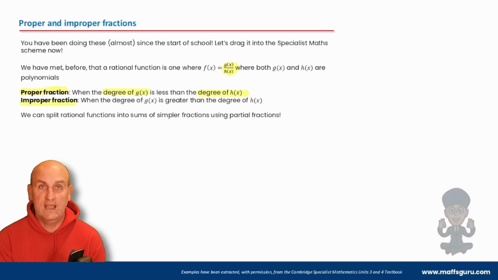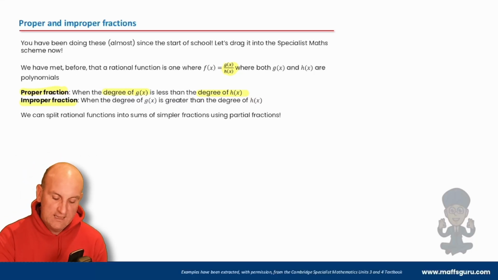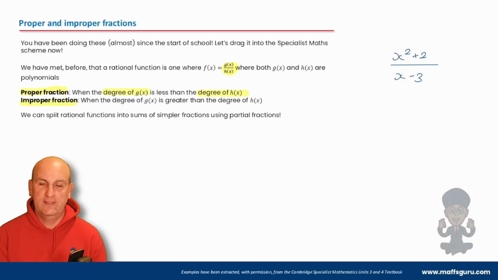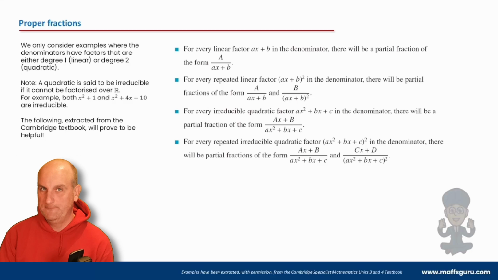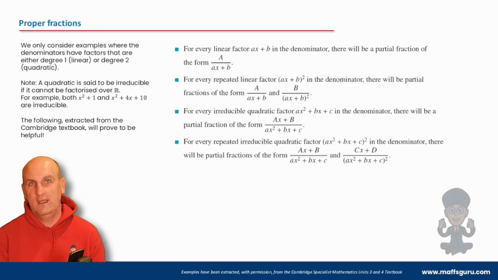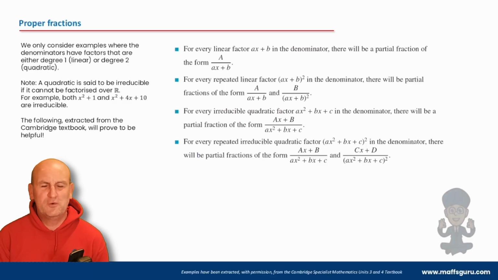And this whole idea of partial fractions is how can we split things up? If I had, for example, x squared plus 2 on x minus 3, how can I split that up into two distinct fractions that will then help me to actually integrate it? The whole point of this is to give you a tool to do just that, to split things up and integrate it. The good thing with this particular topic is there are rules. You'd imagine that would be true of all of maths, wouldn't you? But there are rules for this.